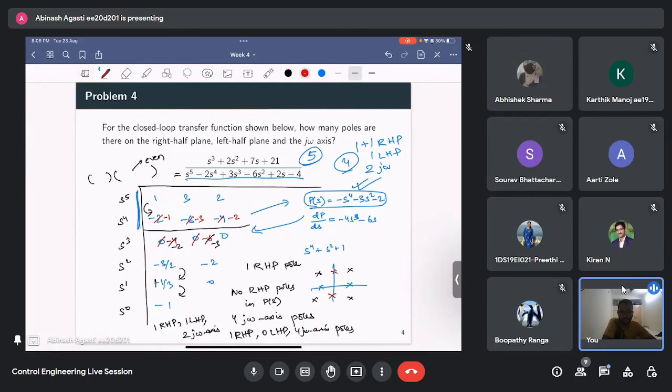Generic would be actually calculation mistake. That's all, because this is a very simple method. You get the polynomial, you write the coefficients, that's it. Then you compute the values. From the number of sign changes, you can clearly tell what is right half plane, what is left half plane, what is j omega axis, everything. So this is actually a very powerful tool. If you avoid calculation mistakes, you should be good with this. There should not be any other major sources of error.